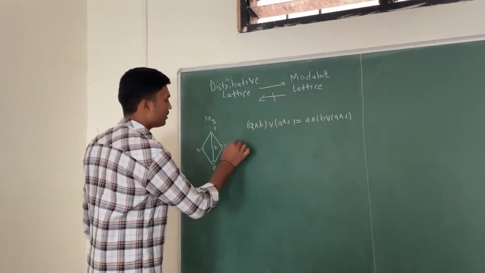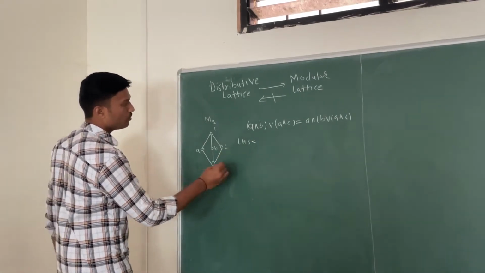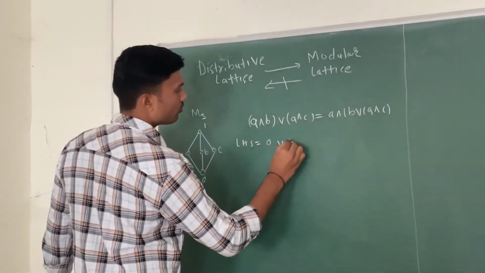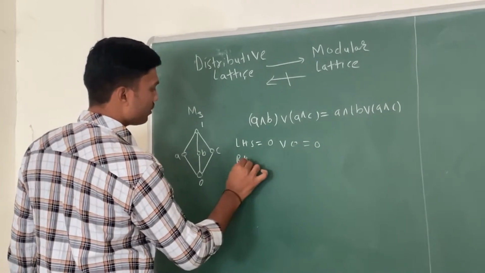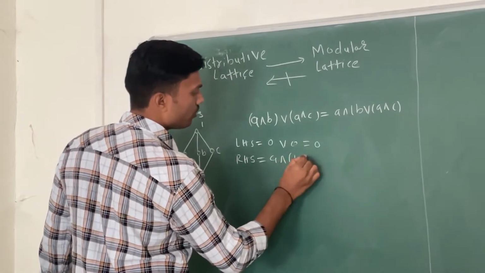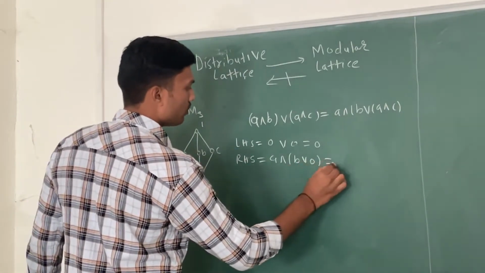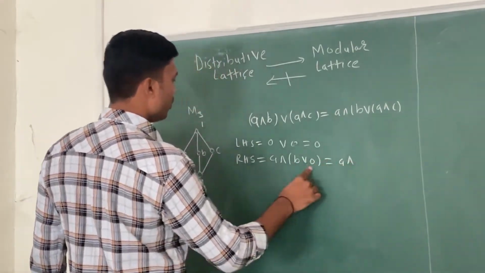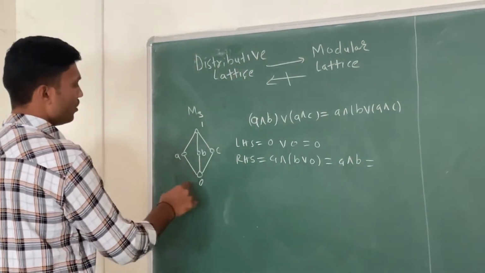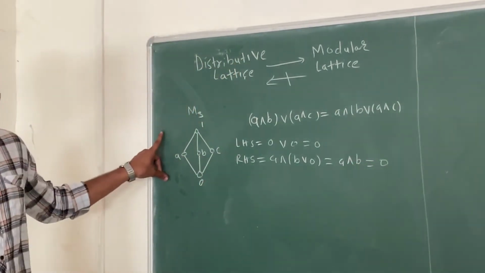First, we will take the LHS. A meet B is 0, join with A meet C, which is 0, so it is equal to 0. And the RHS is A meet in bracket B join A meet C. A meet C is 0, and B join 0 is equal to B. And A meet B is equal to 0. Hence LHS is equal to RHS. Hence the diamond lattice is a modular lattice.